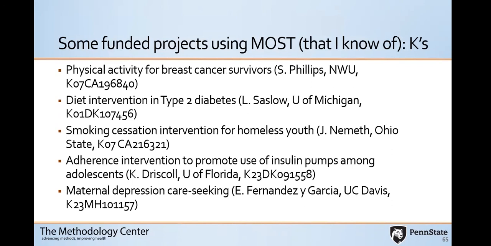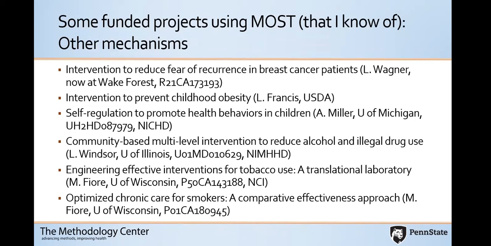And other mechanisms in R21, an intervention to reduce the fear of recurrence in breast cancer patients, an intervention to prevent childhood obesity. This is the USDA funded one by Lori Francis here at Penn State. Self-regulation to promote health behaviors in children at the University of Michigan, community-based multi-level intervention to reduce alcohol use and illegal drug use at the University of Illinois. That's the U mechanism. And engineering effective interventions for tobacco use, a translational laboratory. I was involved in this study. Mike Fiore at the University of Wisconsin was the PI.